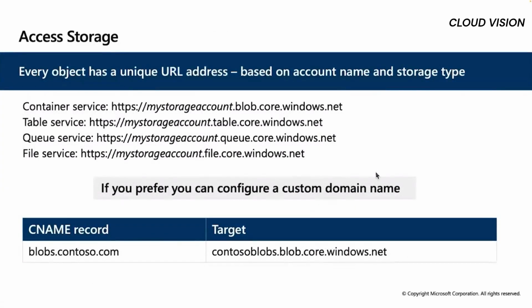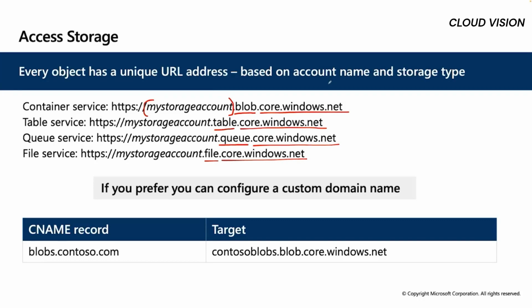Access storage. This storage is accessed using a URL-based address. Typically, blob storage has blob in between, then core.windows.net. It's your standard domain name. This is the kind of question where you have to remember what that means. It's very simple: if it is a container service, it says blob. If it is a table service, it says table. If it is a queue service, it says queue, and the file service says file. In front of that is the storage name you have given.